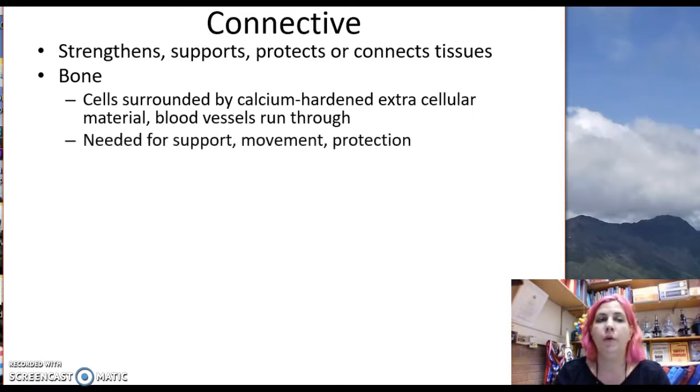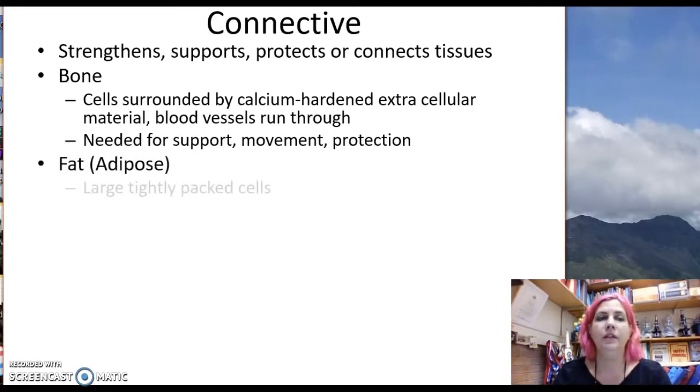So the purpose of bone, obviously, it's needed for support. Without your bones, you would be a puddle on the floor. It's needed for movement, to attach your muscles to, and it's needed for protection. You've got this nice skull that protects your brain, and you have a chest plate that protects your heart, your sternum. The next type of connective tissue we're going to look at is adipose.